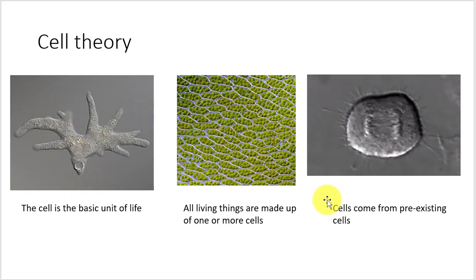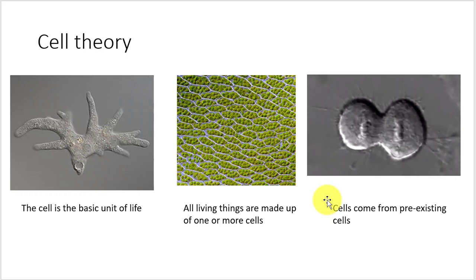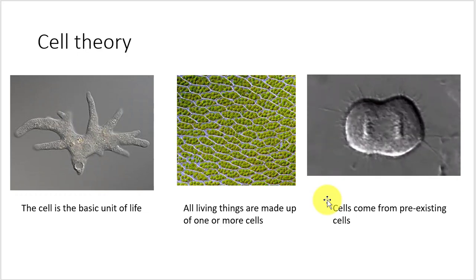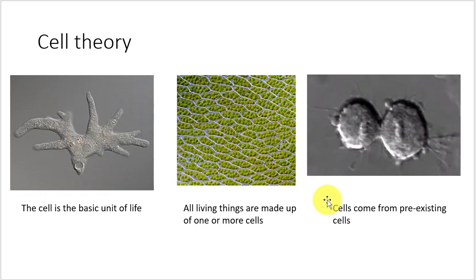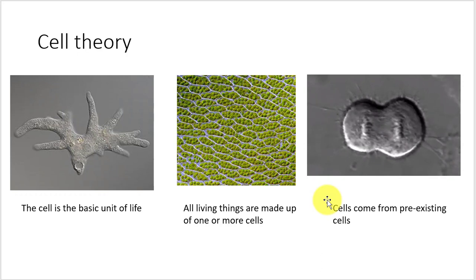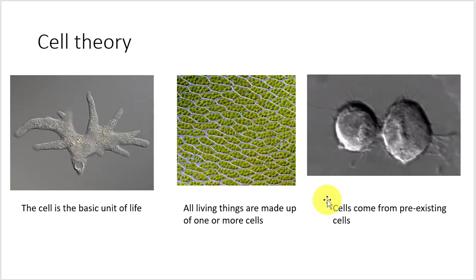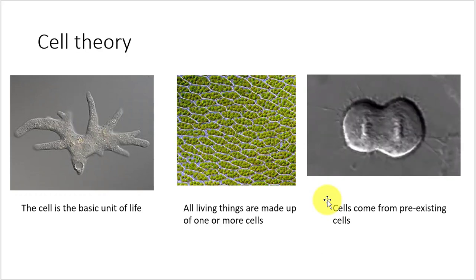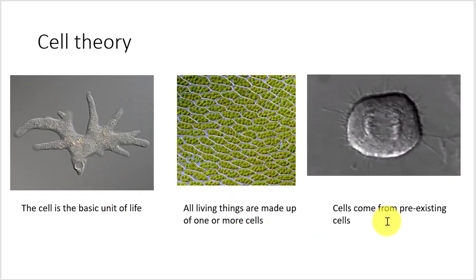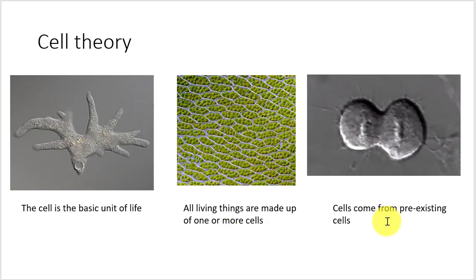So this seems kind of silly to us now, but it's this idea that cells don't just pop into existence, right? They come from a pre-existing cell which divided to provide the genetic information for the current cells that we have around today. So cells are the basic unit of life. All things are made up of either one or more cells, and cells come from pre-existing cells.